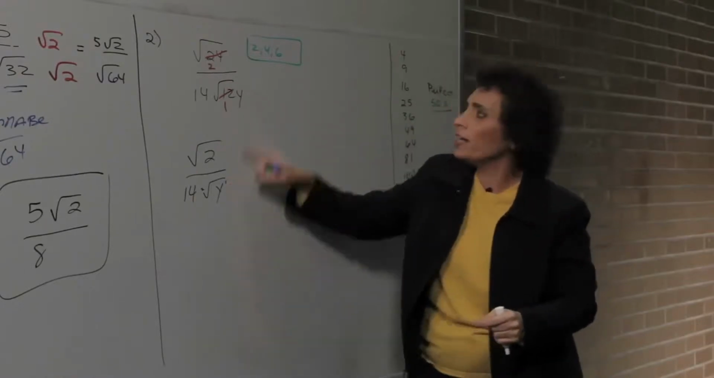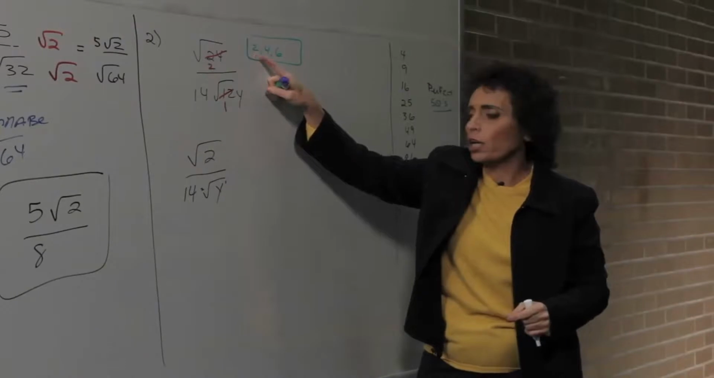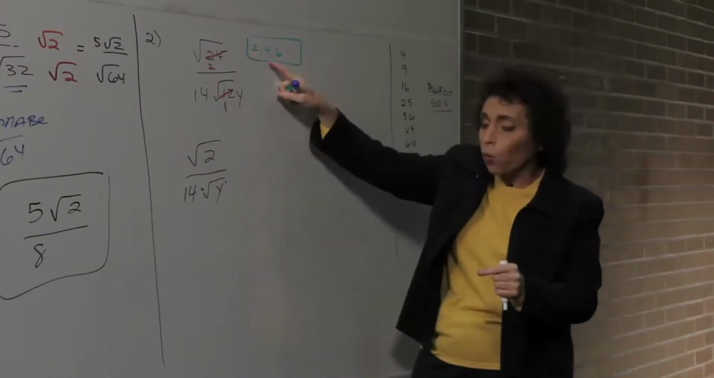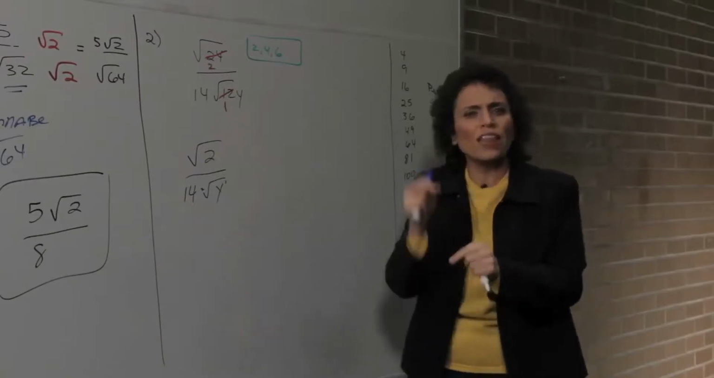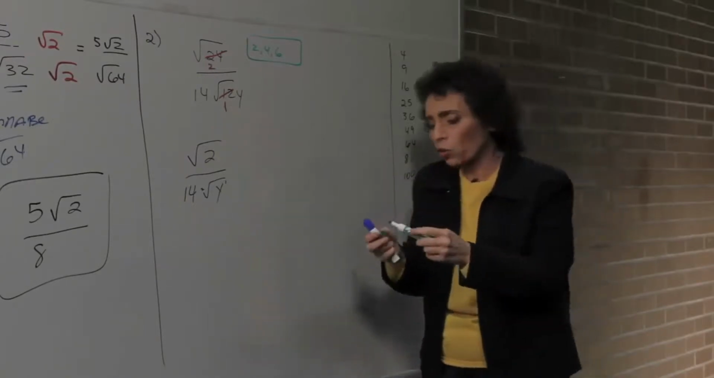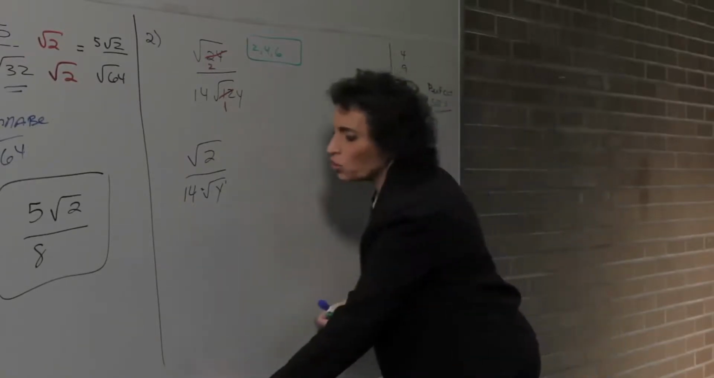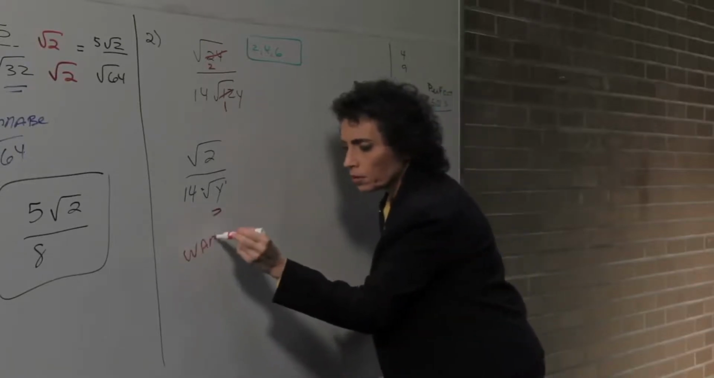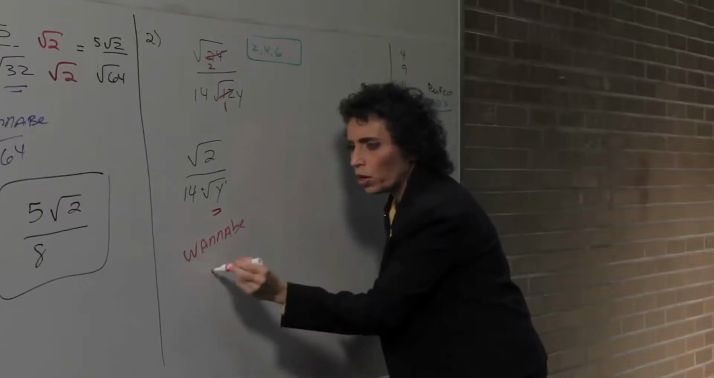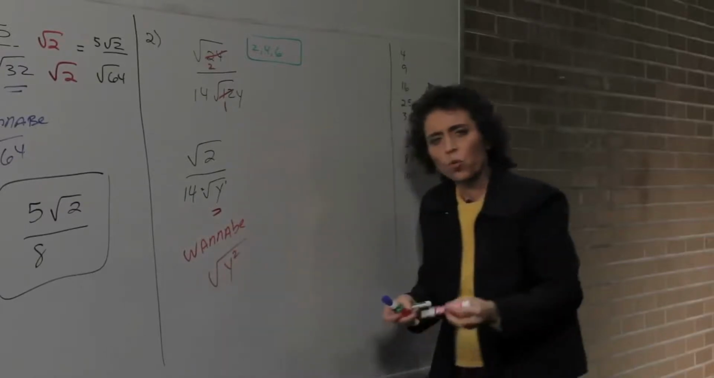So this is a 1, we want to make it a 2. If that was a 3, we'd want to make it a 4. If that was a 5, we want to make it a 6. Get it? The first one that goes over, okay? And I'll show you why that's going to work. Okay, so this is a wannabe because it's one term. Wannabe, and it wants to be the square root of y squared, okay?